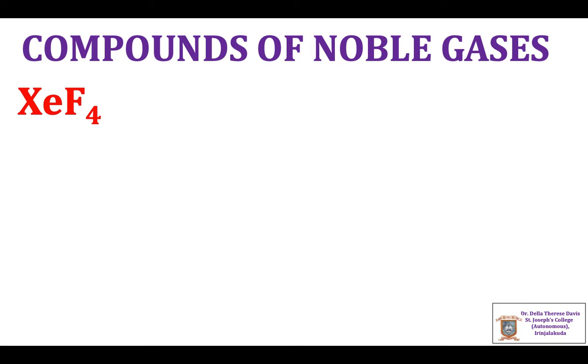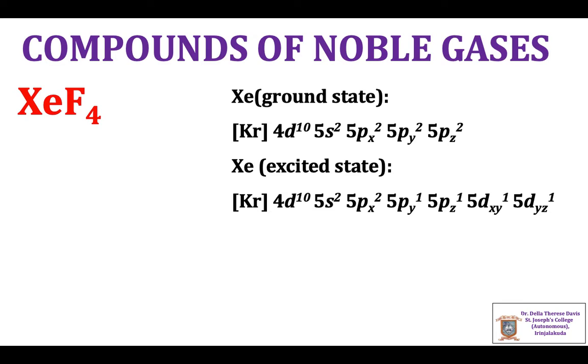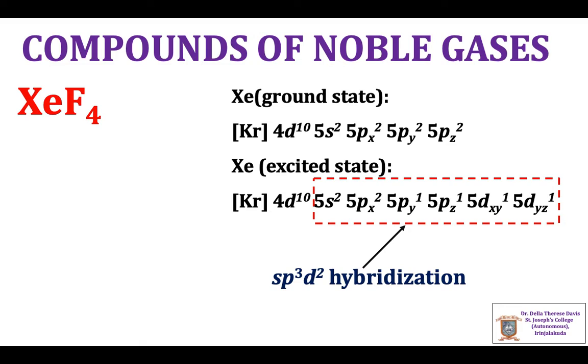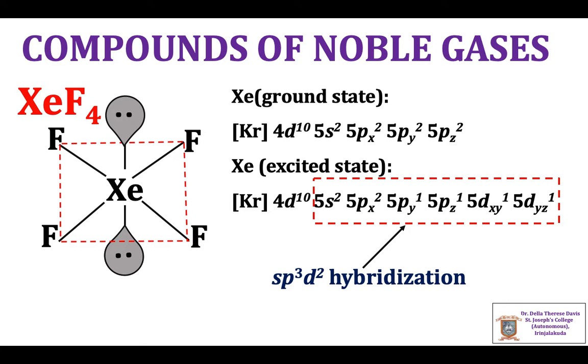In Xenon Tetrafluoride, the central atom xenon undergoes sp3d2 hybridization. In the excited state, 2 electrons in the 5p orbitals are excited to 2 different d orbitals. It undergoes sp3d2 hybridization to form 6 hybridized orbitals, out of which 2 hybridized orbitals contain the lone pairs and 4 half-filled hybridized orbitals are used for bonding with fluorine atoms. The structure of the molecule is shown here. It has a square planar geometry.